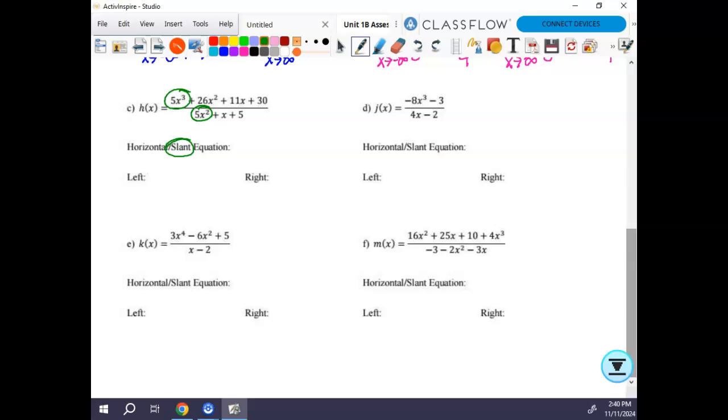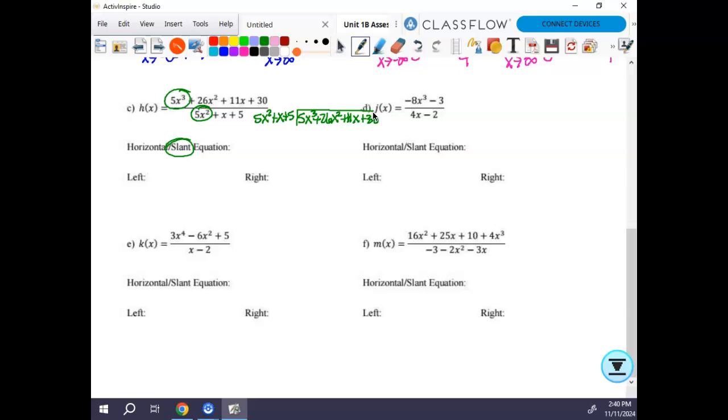And so I'm going to go ahead and try and put my work in here. 5x squared plus x plus 5. I'm going to divide that into 5x. Here, let me try that differently. I'll put it right here. 5x squared plus x plus 5. Divide that into 5x cubed plus 26x squared plus 11x plus 30. Okay, I think I can make that work.